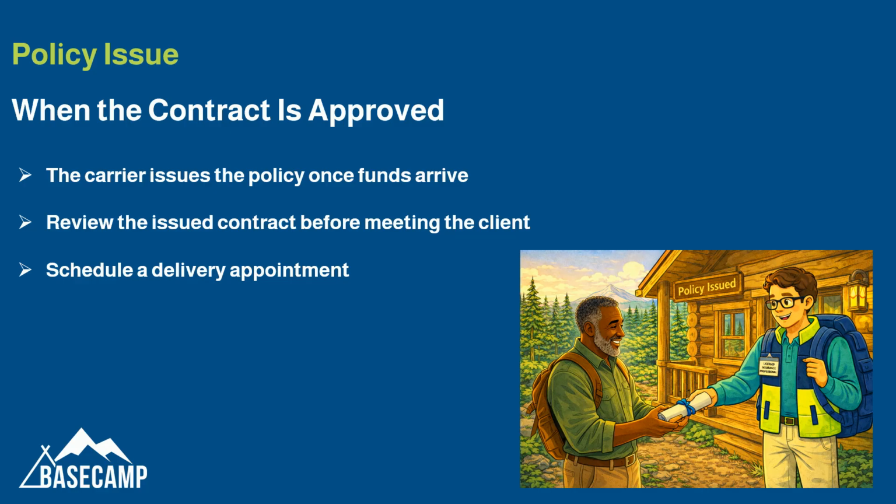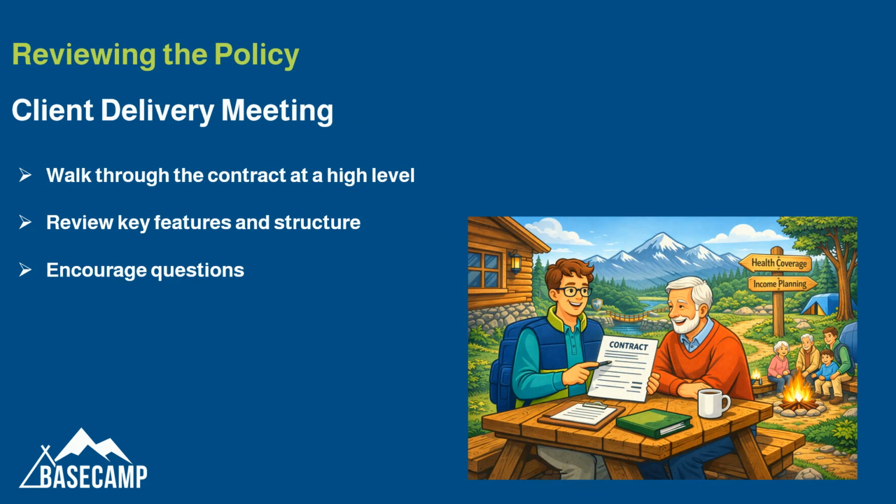Reaching this stage means the application has successfully moved through documentation, submission, and carrier review. The final step now is making sure the client receives and understands the contract that has been issued as part of their retirement strategy. Once the annuity contract has been issued, the next step is the client delivery meeting.